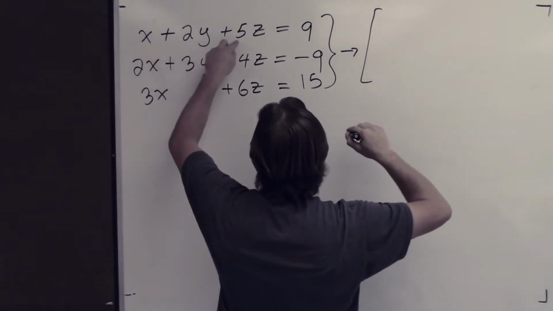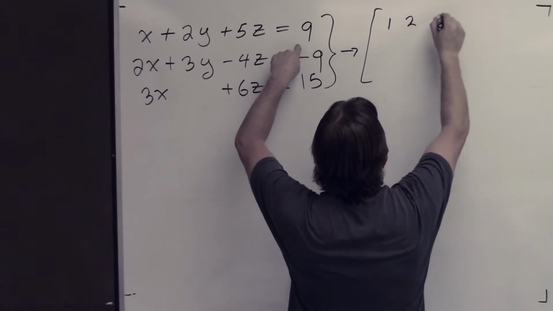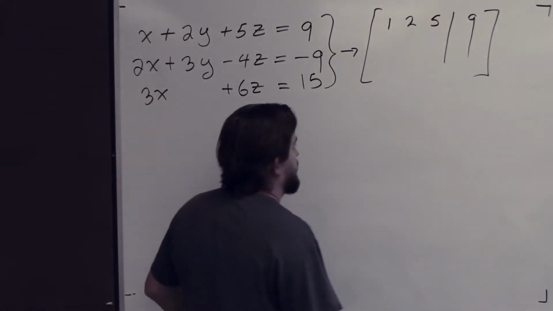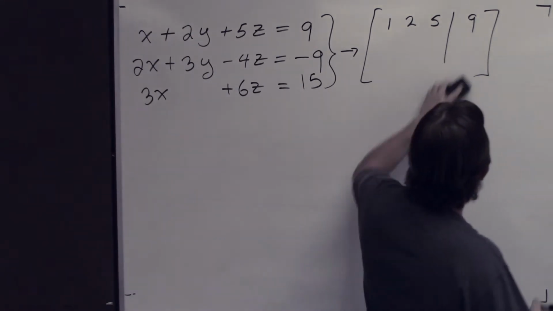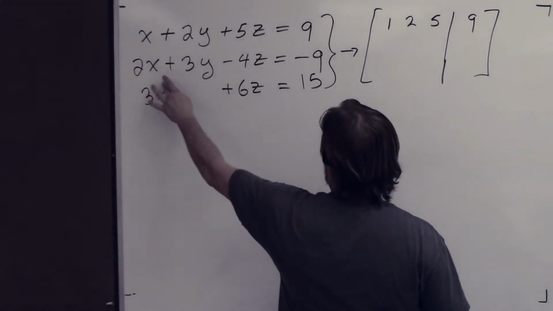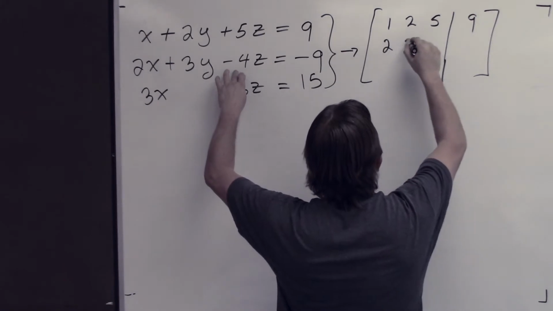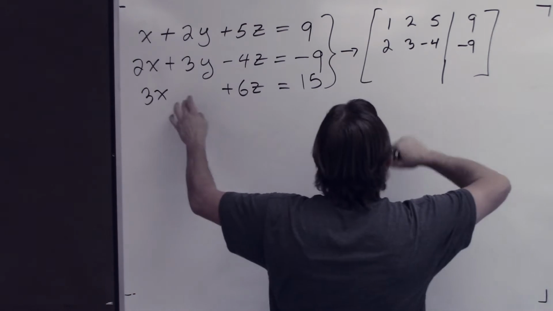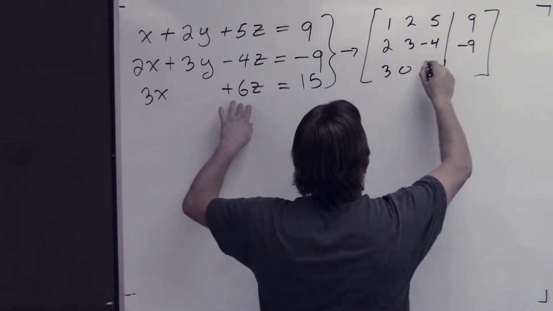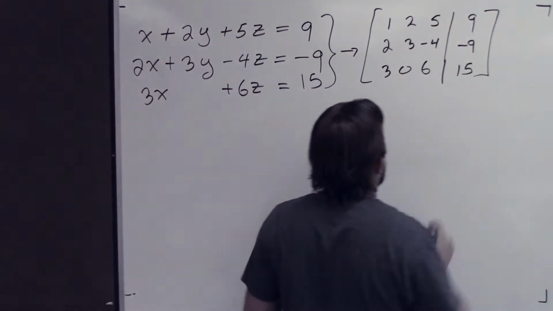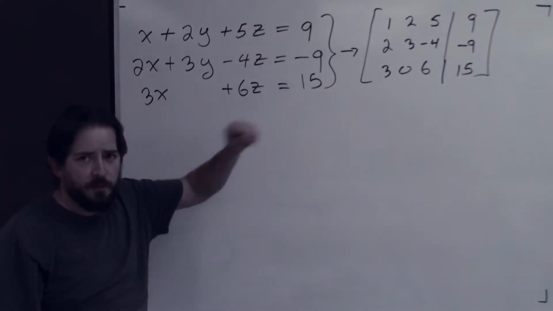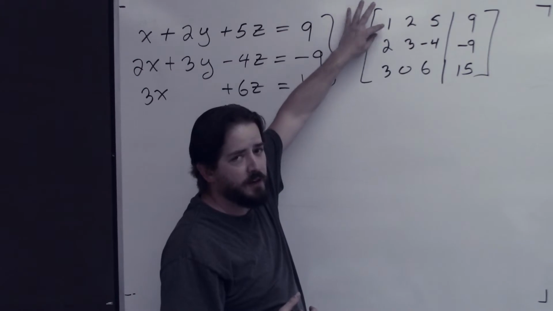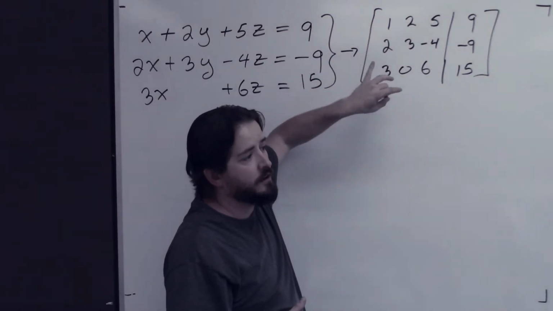So that is 1, 2, 5, 9. I don't know why my 9 has the hugest tail ever. 2, 3, -4, -9. 3, 0, 6, 15. Right. That's my matrix. And then I want to go through and get the 1 in the upper left and then eliminate everything else in that column.